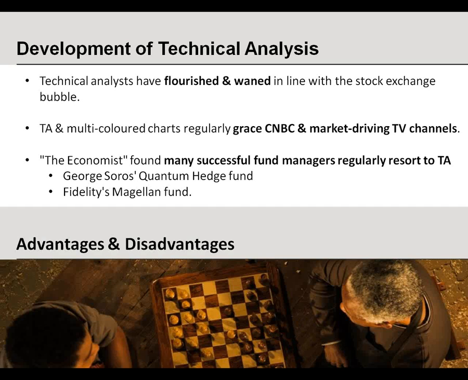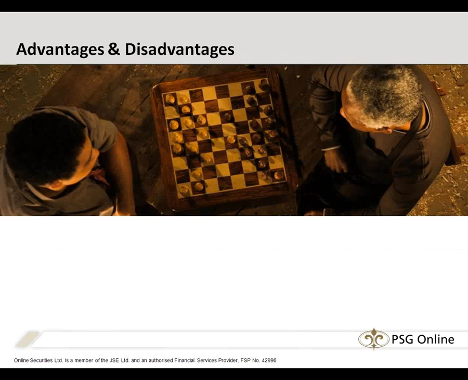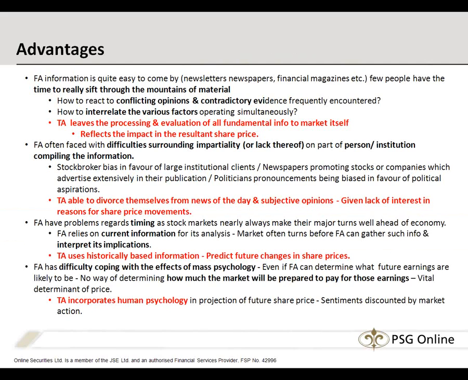Okay. So quickly, advantages of technicals over fundamentals. There is a lot of information out there. Fundamental information is quite easy to come by, be it newsletters, newspapers, financial magazines, but very few people have the time to really sift through the mountains of material. Secondly, what's more important is how do you react to the conflicting opinions and contradictory evidence that you might encounter? And how do you interrelate all the various factors that operate simultaneously?